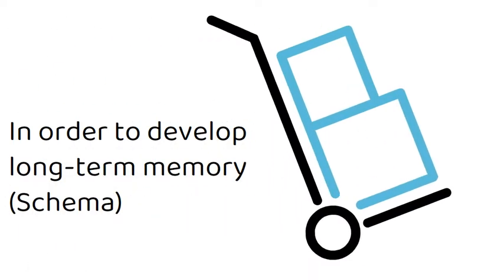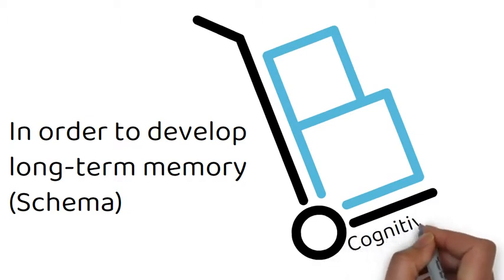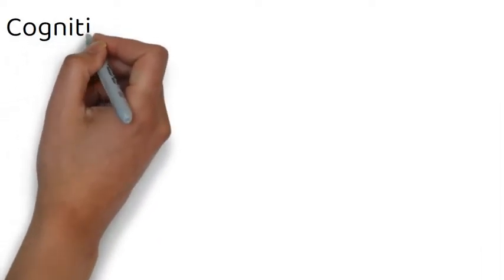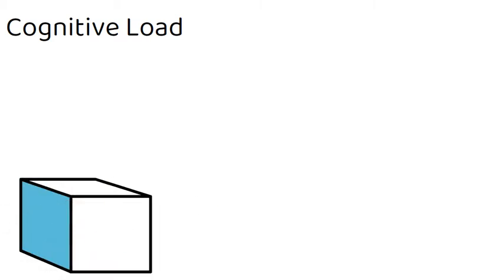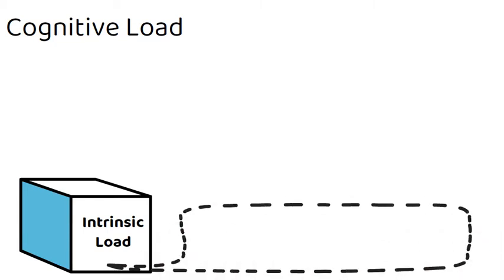So what is cognitive load? Cognitive load is broken down into 3 types. Firstly, intrinsic load. This is the effort created in the brain of the learner based on how difficult the task is.